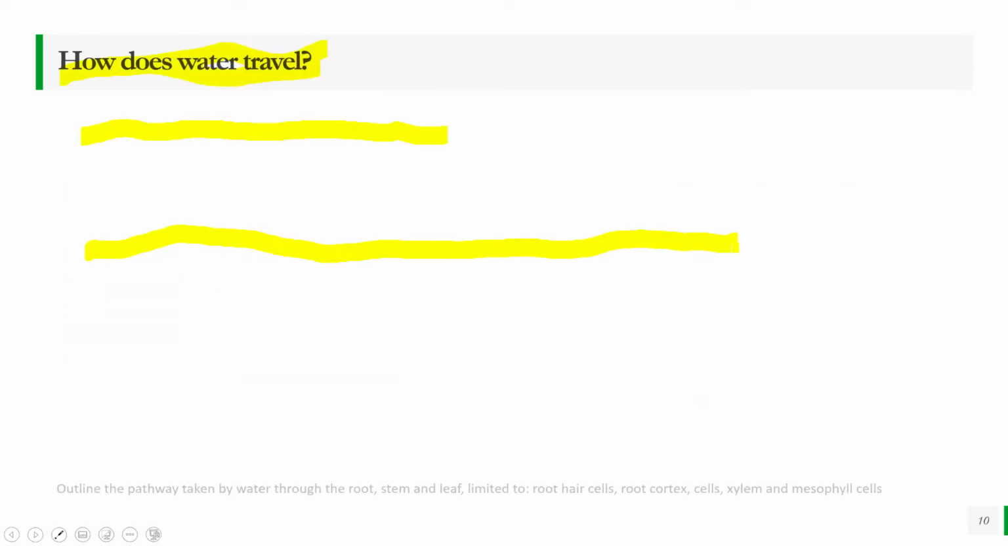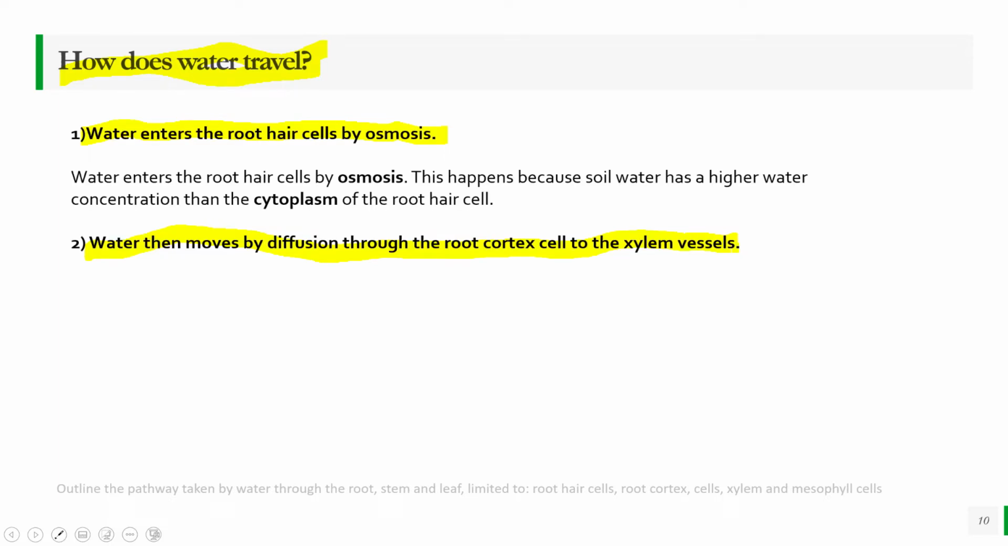Now, next we move on to the next lesson objective, which is about water. Okay, so ini ada sebagi 4 step, so that's easier for you to understand. Number 1, water enters the root hair cells by osmosis. Okay, so air akan masuk melalui osmosis. So ini you need to explain ni kadang-kadang. And then the water will then move by diffusion through the root cortex cell to the xylem vessels. Now this is in the stems, di dalam stem.